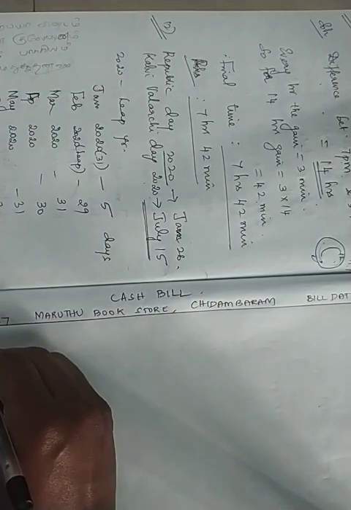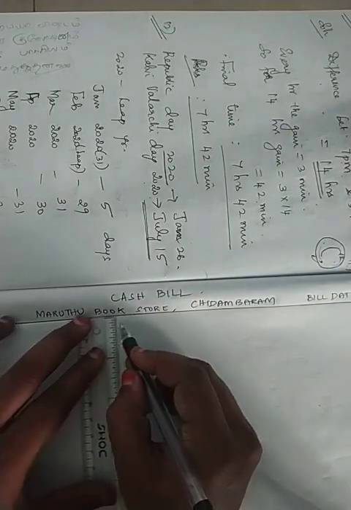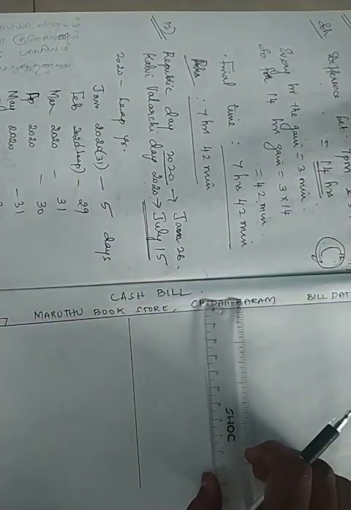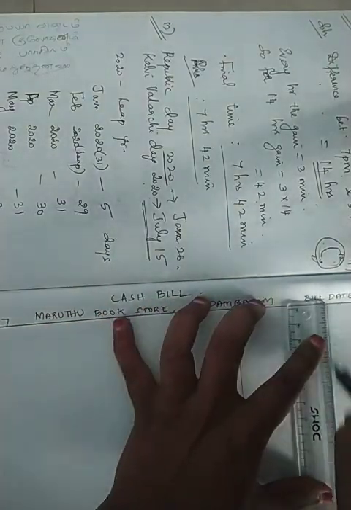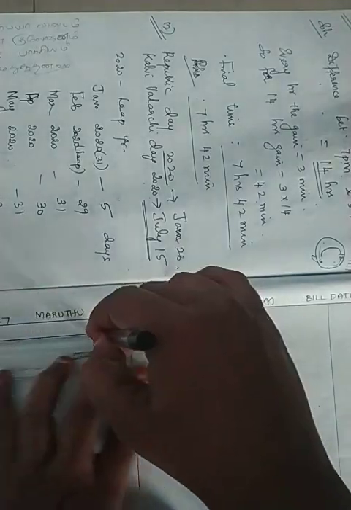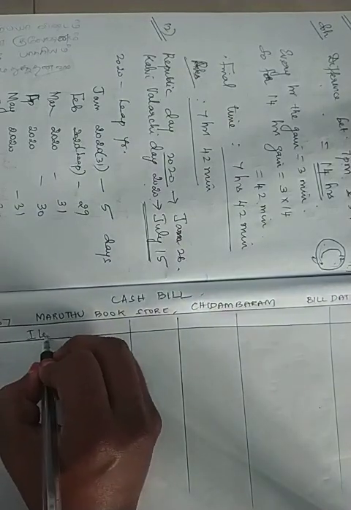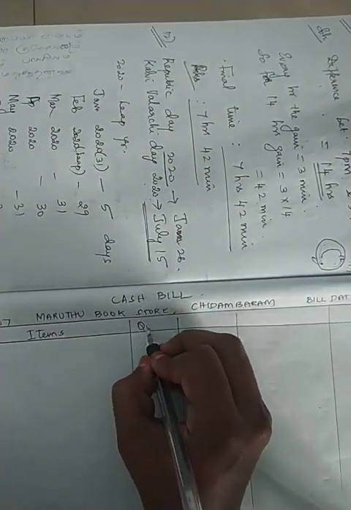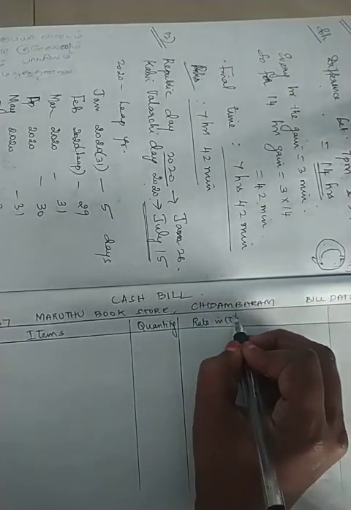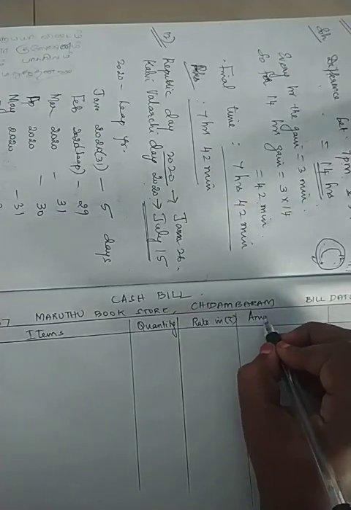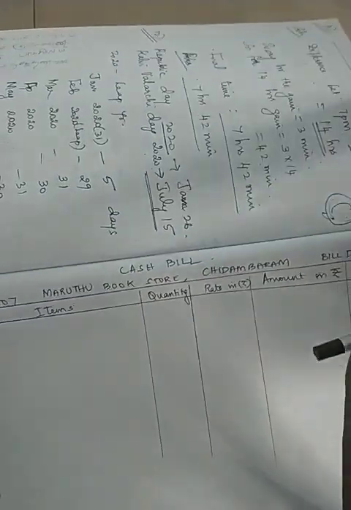How will I draw the columns? I have to draw serial number, and items. I will give the longer breadth for the items. And then quantity, rate, amount. Then I draw the line. I can say serial number, items, then quantity, then rate in rupees, and then amount in rupees.